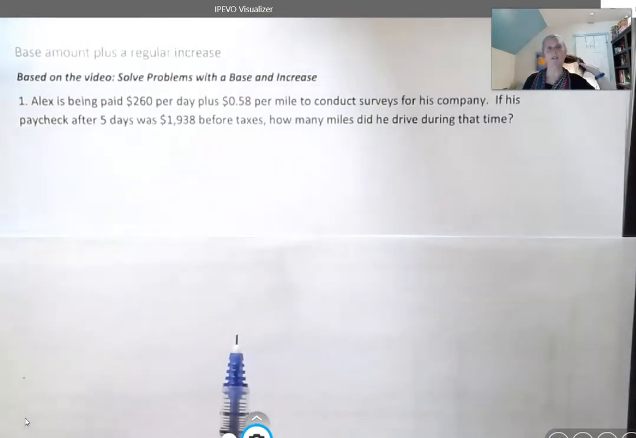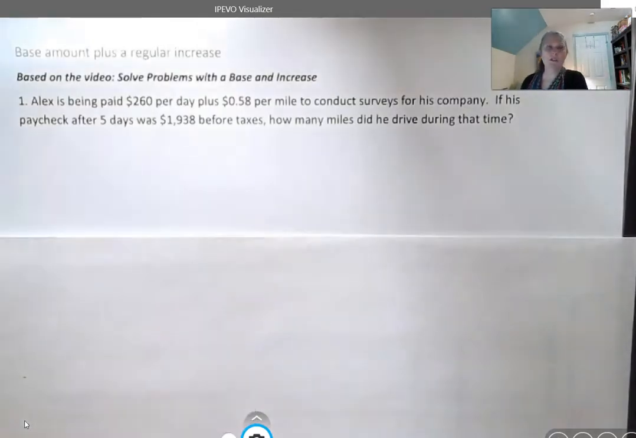So in this one it says Alex is being paid $260 per day plus 58 cents per mile to conduct surveys for his company. If his paycheck after 5 days was $1,938 before taxes, how many miles did he drive during that time?